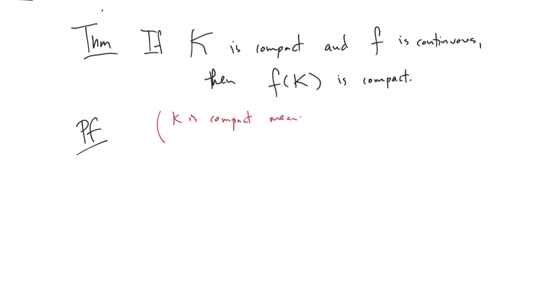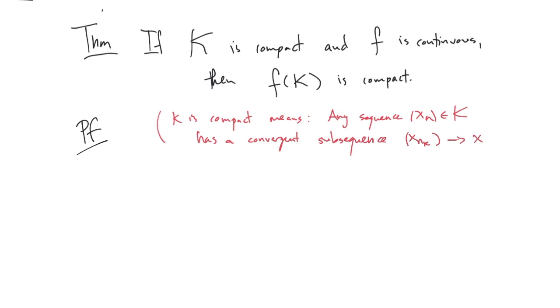This means that any sequence x_n in K, if you have a sequence of points, it doesn't mean that it converges, but it has a convergent subsequence. I'll write it as x sub n sub k. Remember, sometimes we write subsequences with this double subscript. It has a convergent subsequence, and the thing that subsequence converges to is also part of K. That's what compact means. All right.